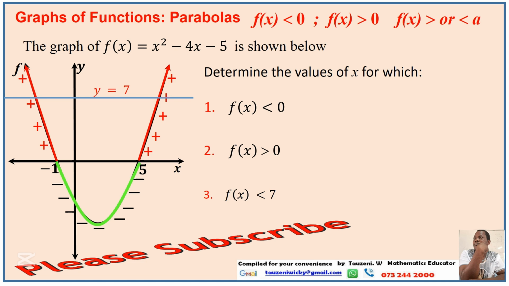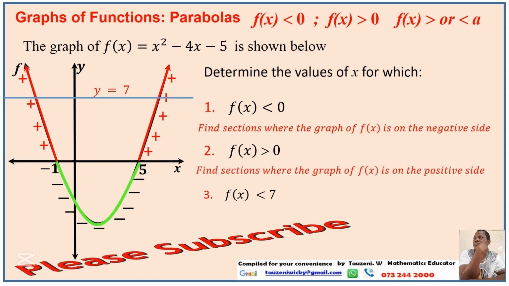Right, a quick recap of this section. Determine the values of x for which f of x is less than 0. Less than 0 means negative. Therefore, we need that section of the graph, the part of the graph of f which is on the negative side. In our case, this green highlighted area, that means from negative 1 to 5, f of x is less than 0.